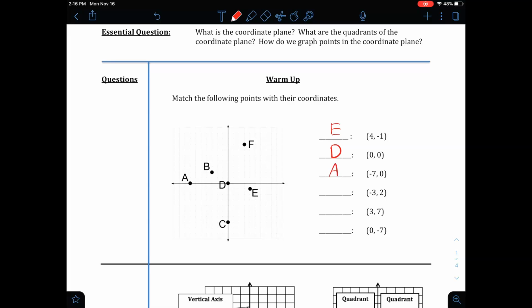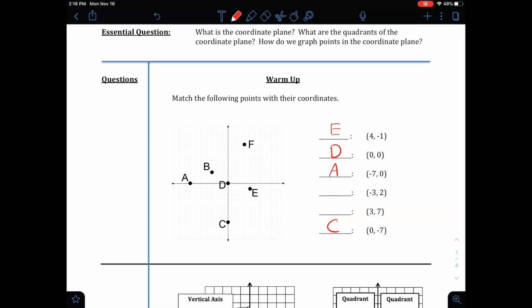So if you can remember that the first number is always left or right, and the second number is always up or down, that will keep things really nice and organized for you. So, for example, down here we have left or right 0 and down 7. So C is actually going to be 0, -7. Okay? If you mix those up, that's okay. It's a very common thing, but just keep in mind the first number is left or right. The second number is up or down.